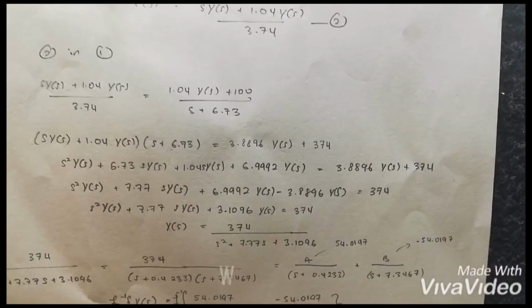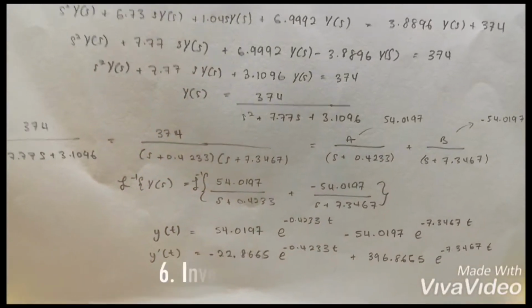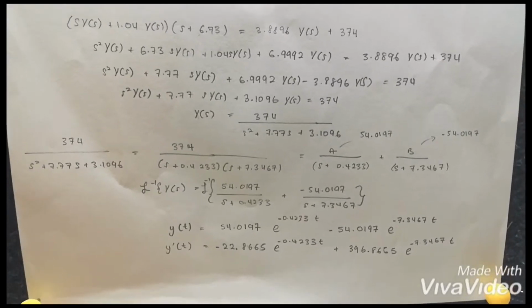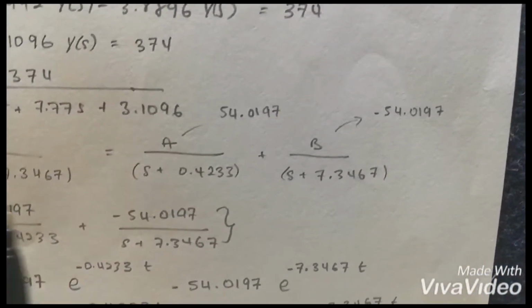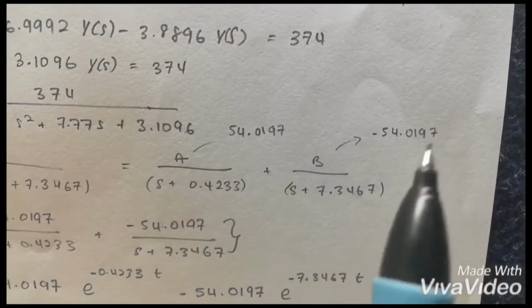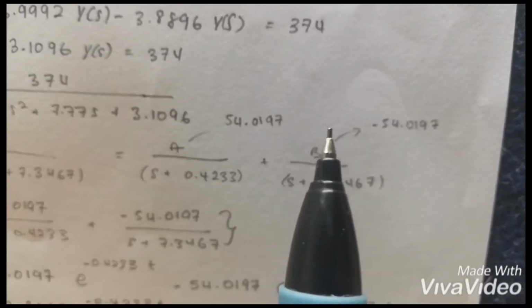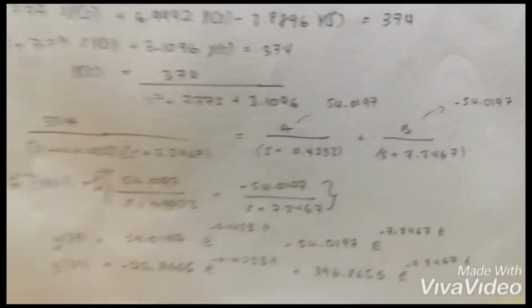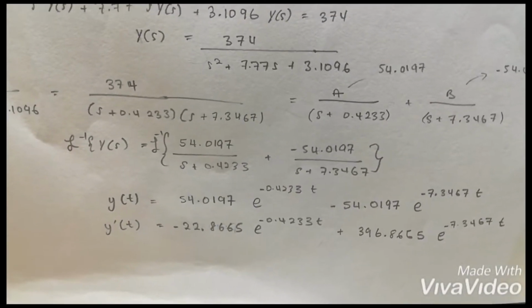So we get this. After we get this, we need to inverse Laplace the equation, but we cannot directly inverse Laplace the equation, so we must perform partial fraction. So we make partial fraction for the equation, so we get this, which is the A value is 54.0197 and B is negative 54.0197. So then we perform inverse Laplace on both sides of the equation.